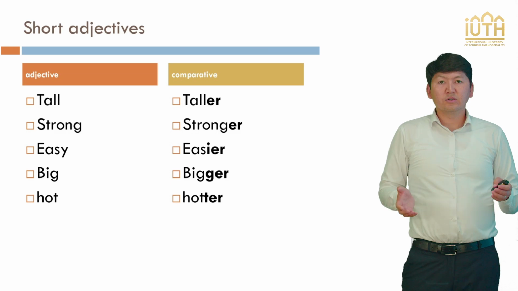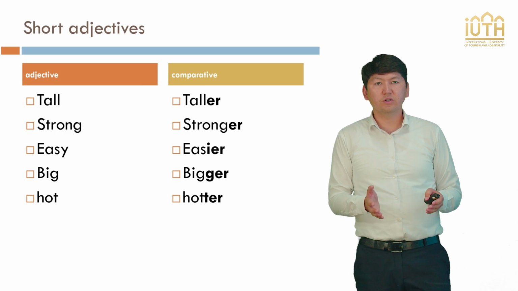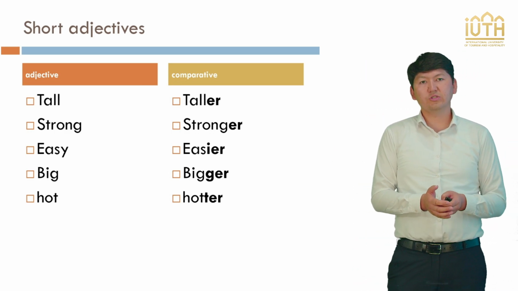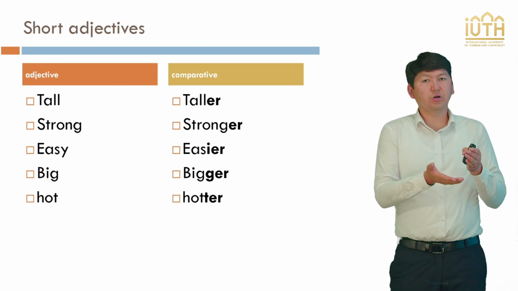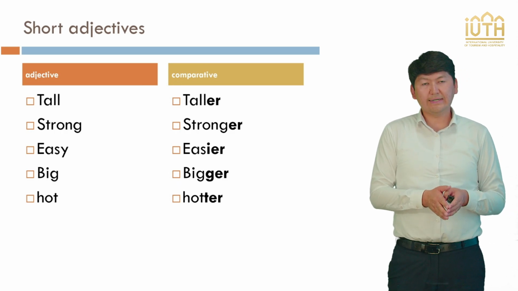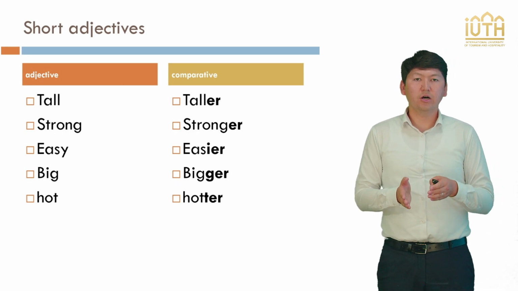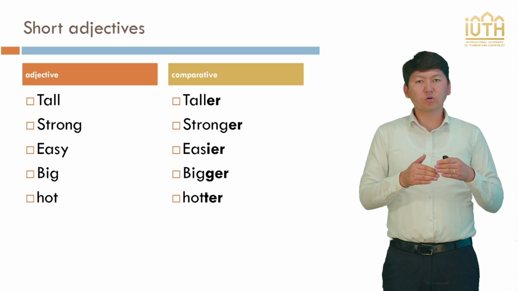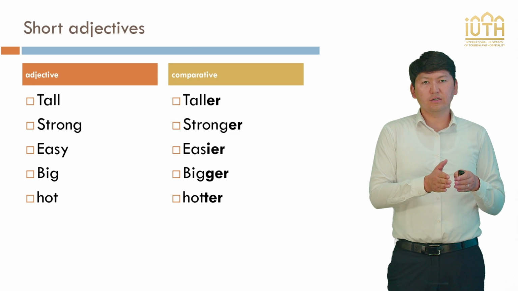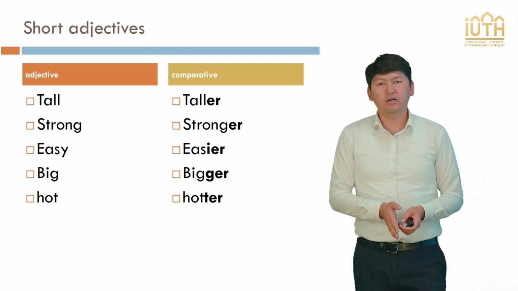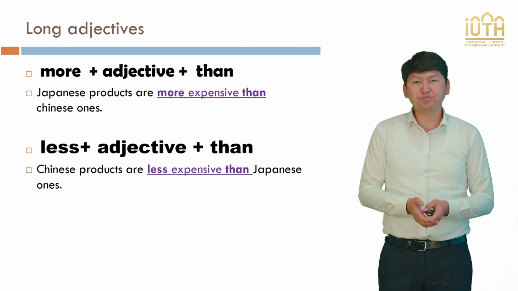Next slide. Here you can see adjectives and comparatives. We add two letters to the adjective. For example, tall, taller; strong, stronger; easy, easier; big, bigger; and hot, hotter. So for each adjective, we add two letters. That's how we make an adjective comparative.